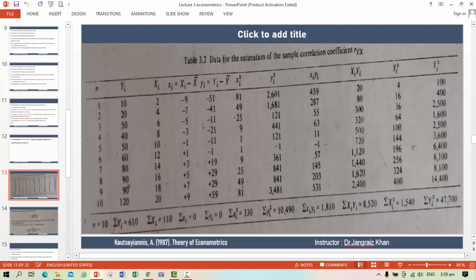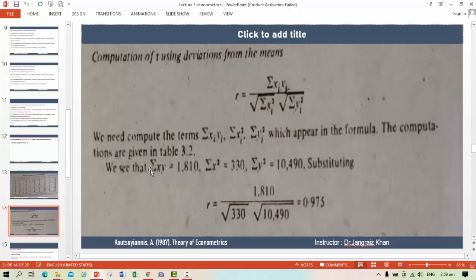Students, we can explain the concept of this simple linear correlation with the help of an example taken from Gujarati's theory of econometrics. In the first leftmost column, we have the number of observations. In the second column, Y. In the third column, the capital X. We have the formula r is equal to summation small xy divided by the square root of summation small x square, times the square root of summation small y square.